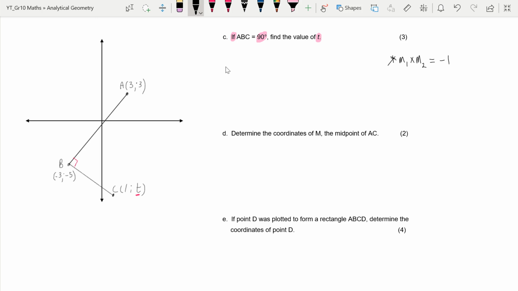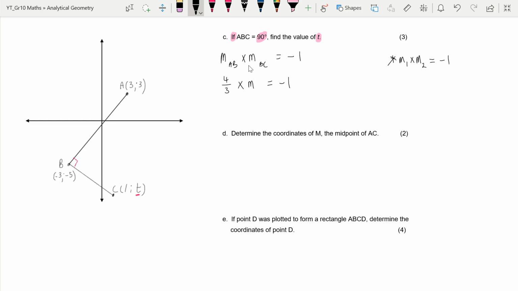Well, the gradient of the first line, AB, we just calculated that in question B. See how they follow on one another. And that gradient was 4/3. So the gradient of AB times the gradient of BC will give us -1. So this is applying our knowledge on perpendicular lines. The gradient of AB is 4/3. We don't know what this gradient is. That's what we're trying to find. But we know that it must give us -1.